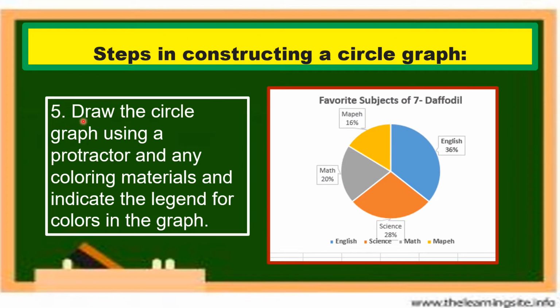Step number 5. Draw the circle graph using a protractor and any coloring materials and indicate the legend for the colors in the graph. So we have our title here. We have the circle graph. So we have English, science, math, MAPE, with the corresponding percentage. Below are the legend or the colors which represent the given circle.